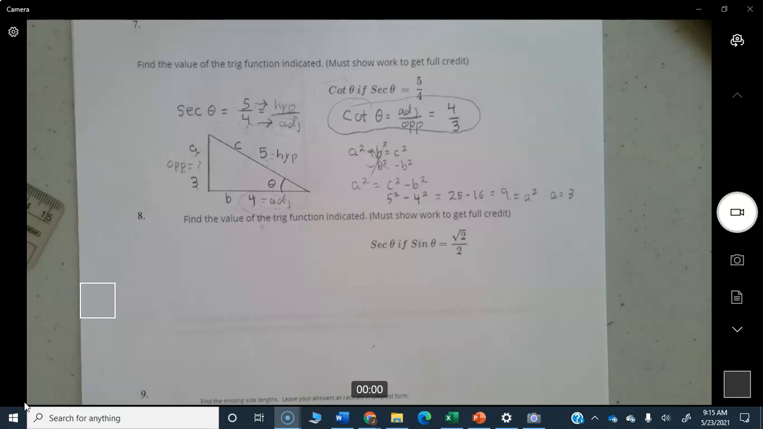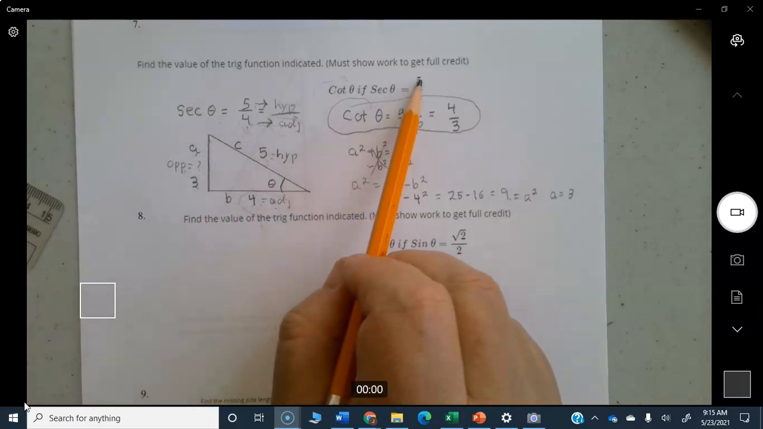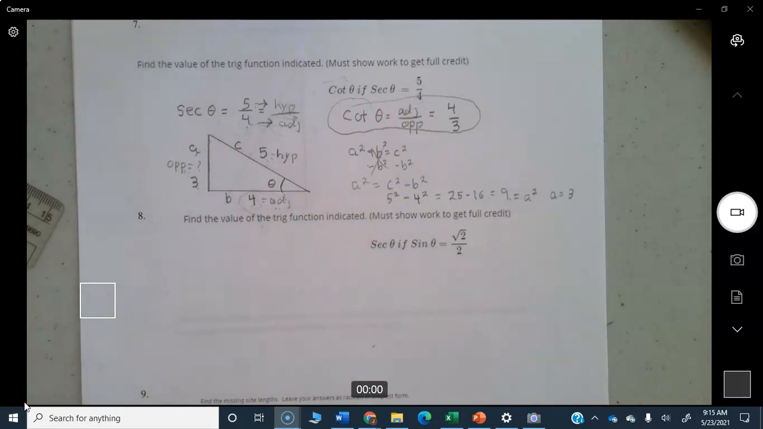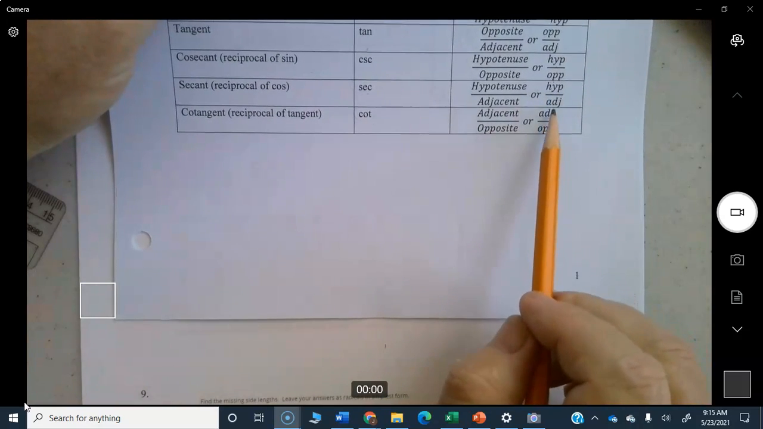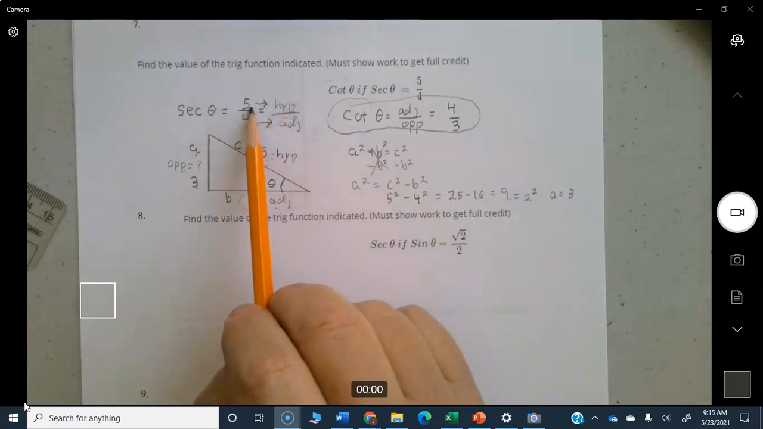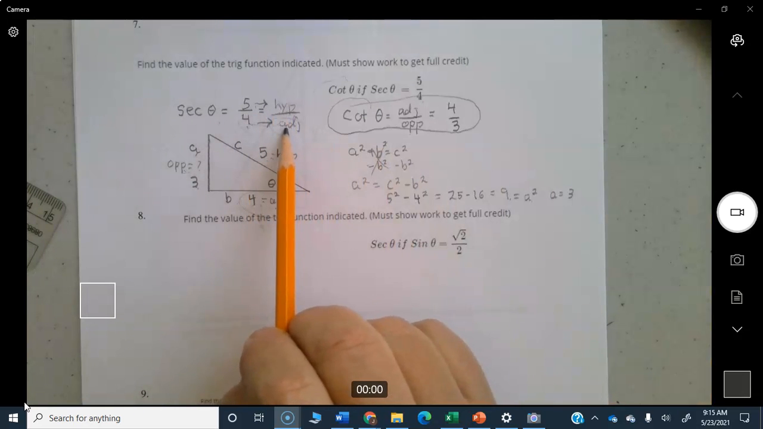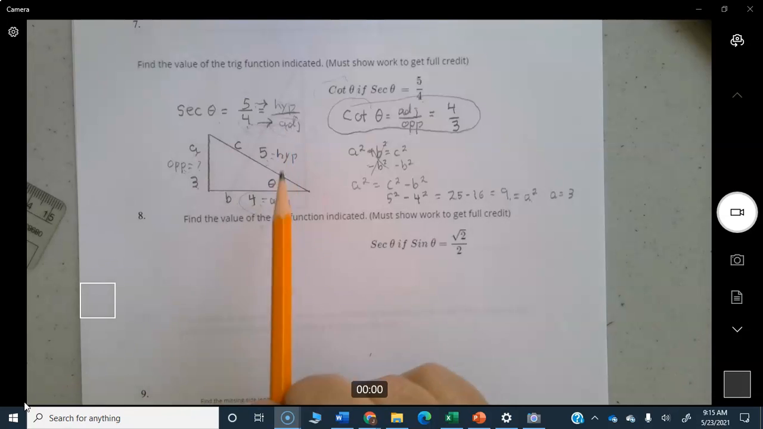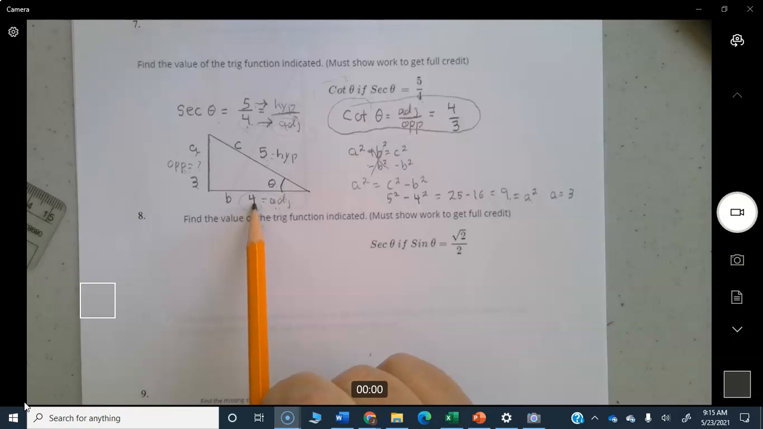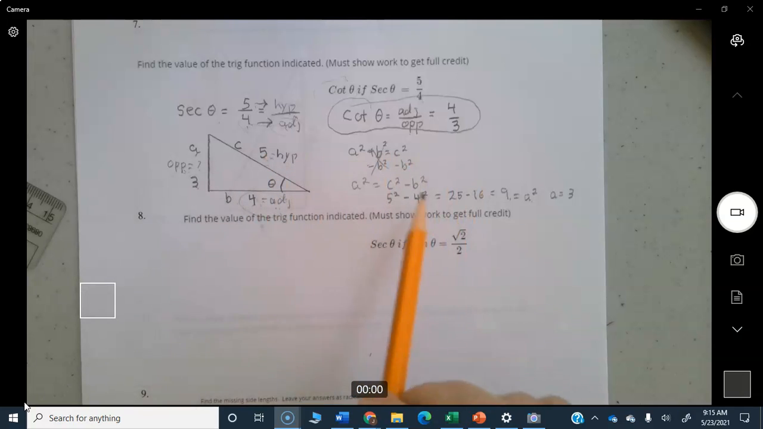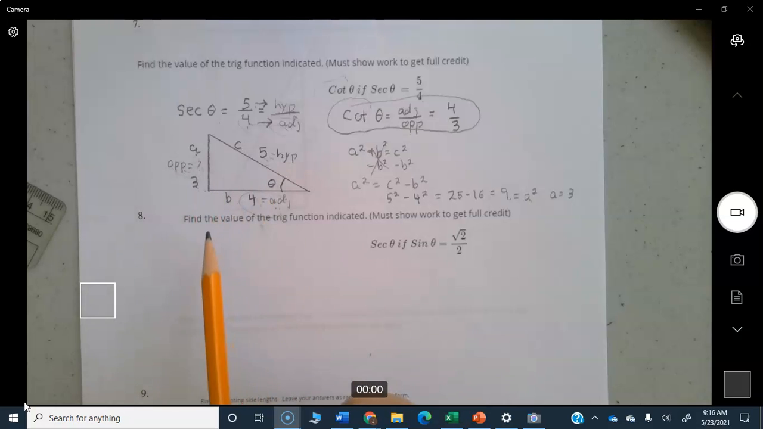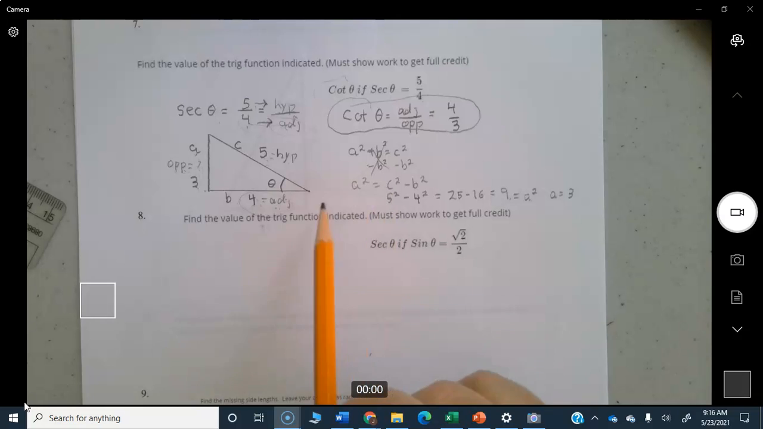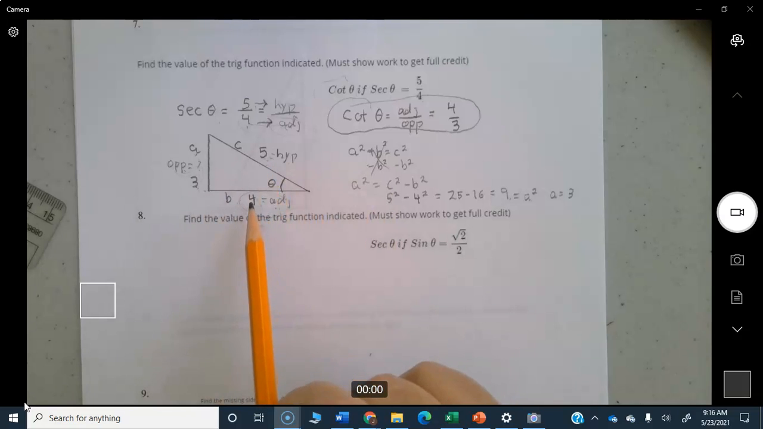So let's review that. They gave us the secant, 5/4. From this sheet right here, we see that the secant is hypotenuse over adjacent. So the 5 has to be the hypotenuse and the 4 has to be the adjacent. So now we can create a triangle. The hypotenuse is the 5. If this is our angle right here, then the adjacent is the 4. Now we use the Pythagorean Theorem to figure out that the opposite is 3. So it's a 3, 4, 5 triangle. If you just knew that, you didn't have to show the calculation. Some of you do.